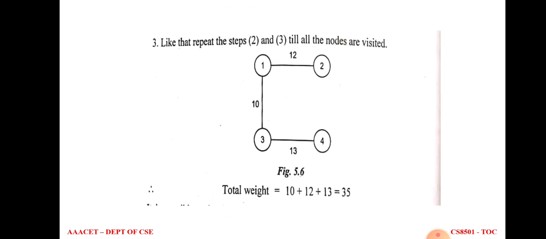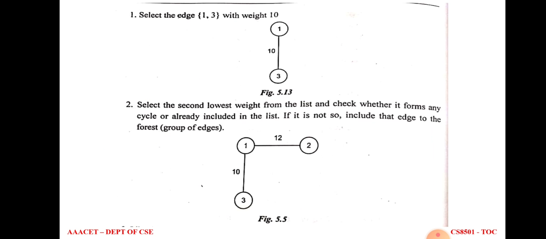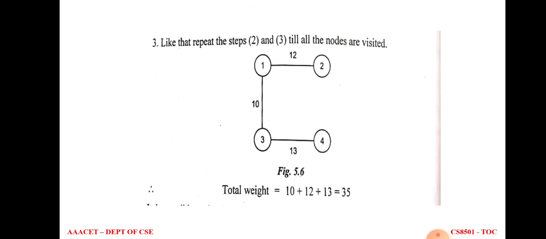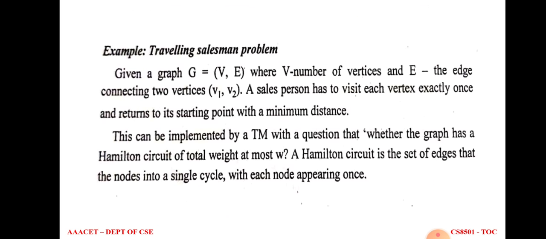So there are 4 nodes, 1, 2, 3, 4. Here the 4 nodes have been connected by the weights 10, 12, 13. So the total weight is 10 plus 12 plus 13, and the result is 35. So here this problem gives the optimum solution 35 in polynomial time. Within a stipulated time we can solve the problem and give the solution 35. So this is an example of a class P problem.